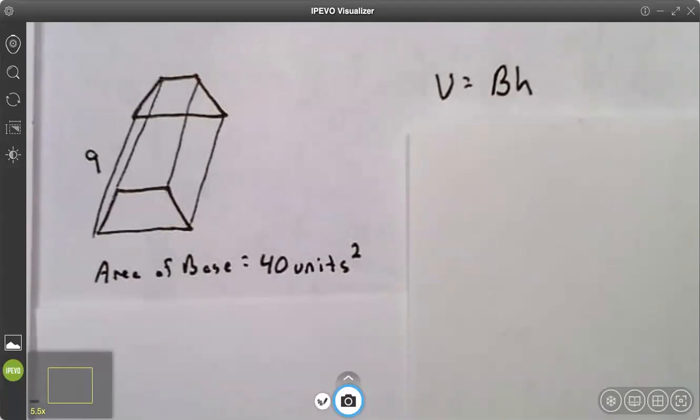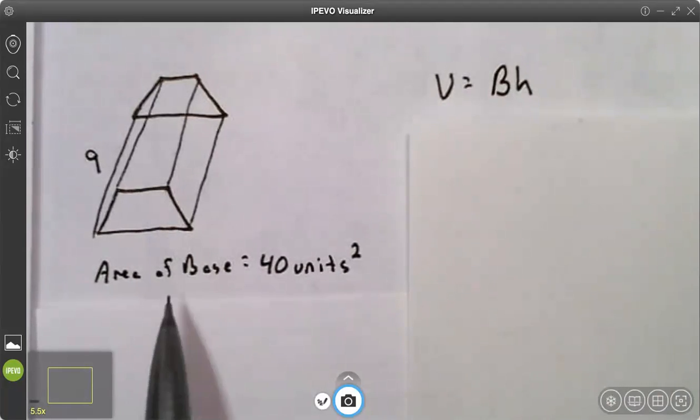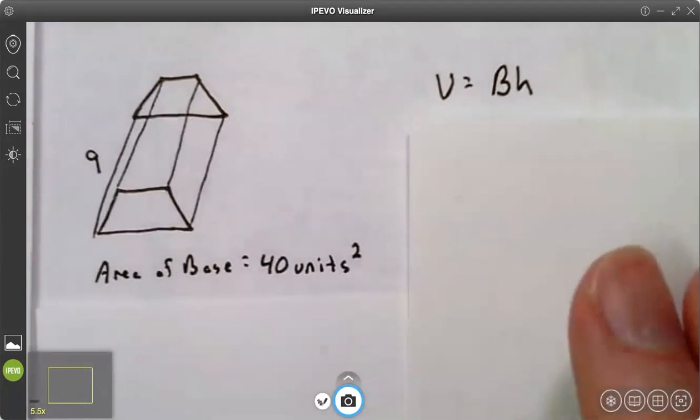Here's an example of one that is a trapezoidal prism. Your bases are both trapezoids. It doesn't give me the dimensions of the trapezoid, but what it gives me is the area of the base. It says the area of the base is 40 square units. It doesn't matter what shape my base is. If it tells me the area of the base, I just plug that in for big B.